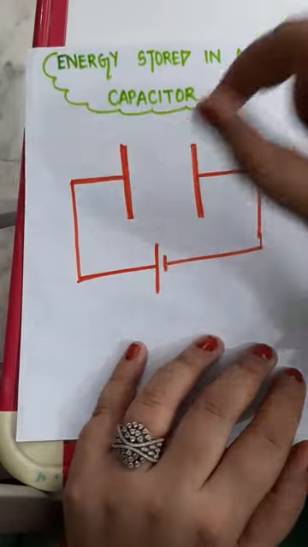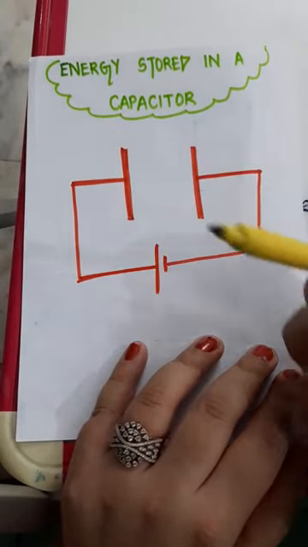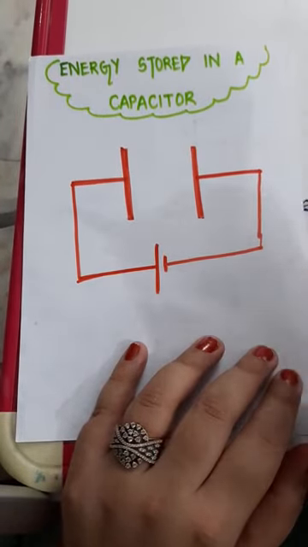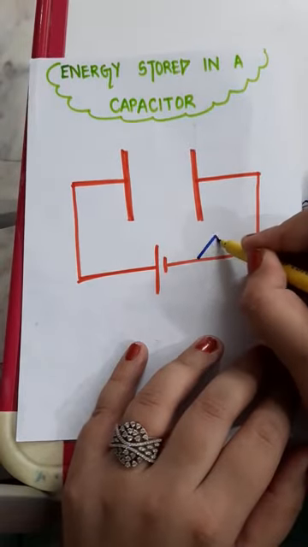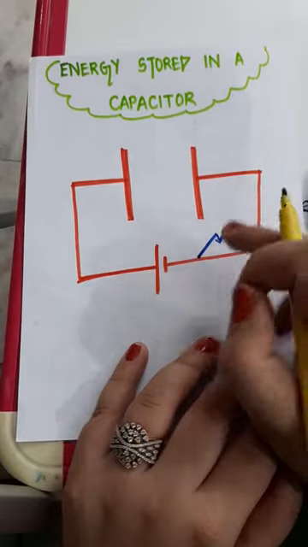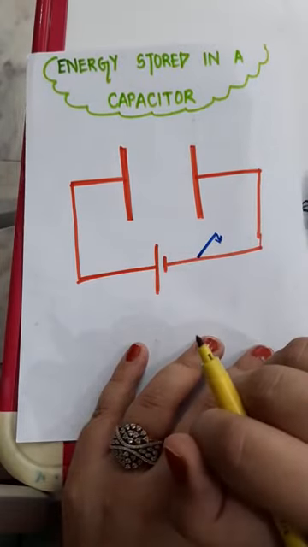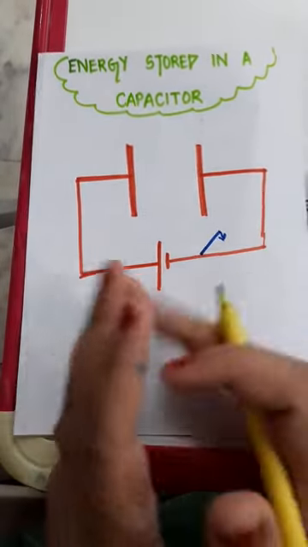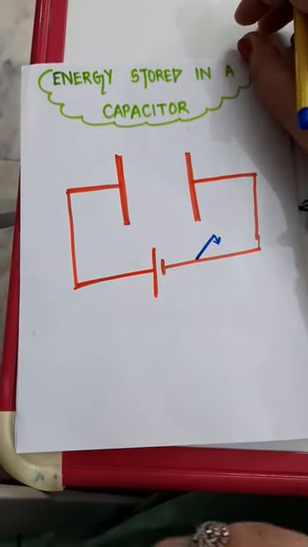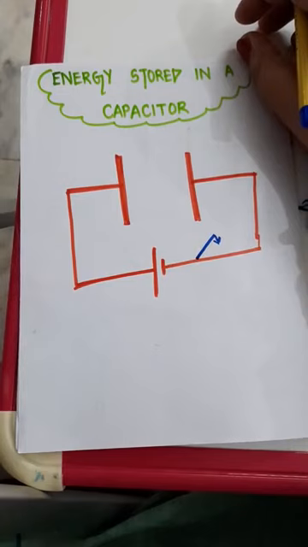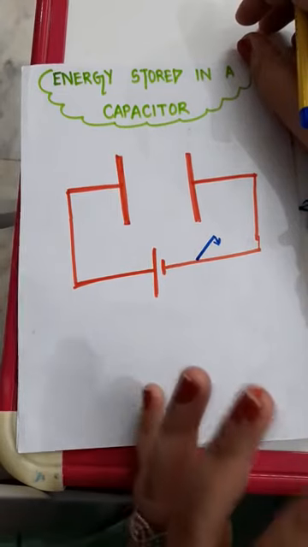So what is going to happen? You have to see two cases over here. Case number one, when the key which is there in the circuit is not closed, the key is open. So in that case, the circuit would not be closed, rather it would be an open circuit.